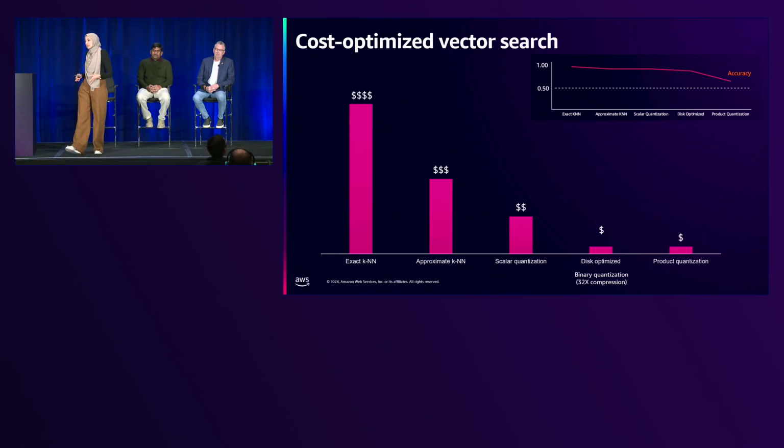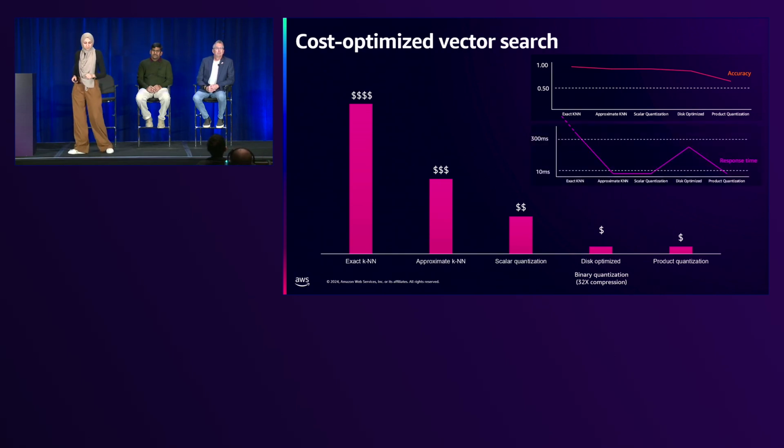However, these quantization techniques come with a trade-off of accuracy and latency. On the accuracy side, scalar quantization and disk-optimized with binary quantization give a pretty consistent accuracy. However, with the product quantization technique, accuracy is more variable. You can still overcome this by training your product quantizer model, though.